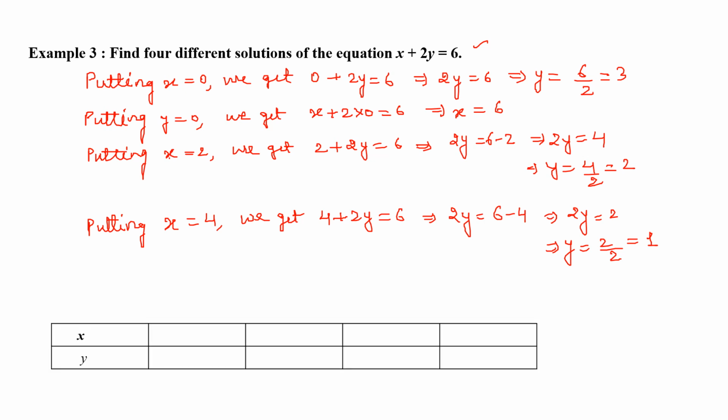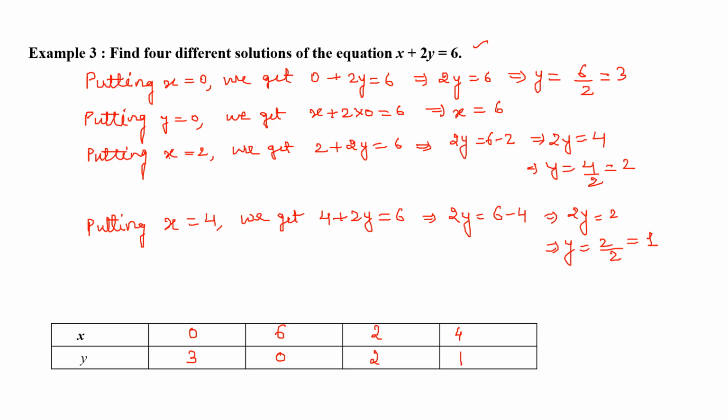So when the value of x is 0, the y value is 3. And when I put y as 0, I got x as 6. Next, when I put x as 2, y is also 2. And when x is 4, y is 1. So these are my 4 solutions.